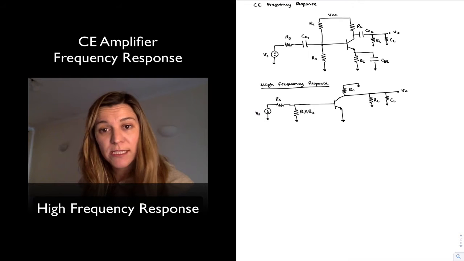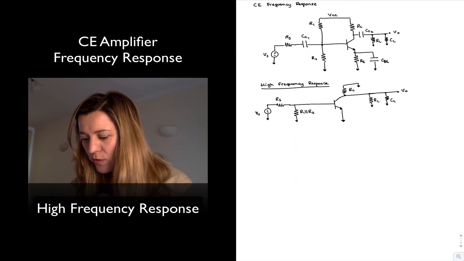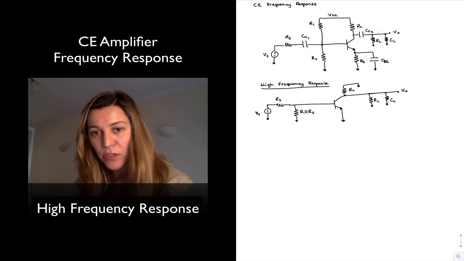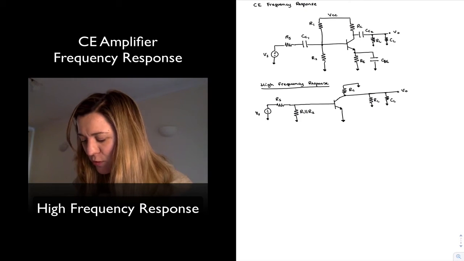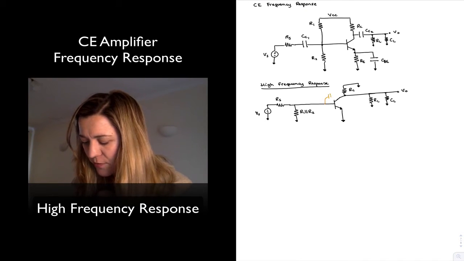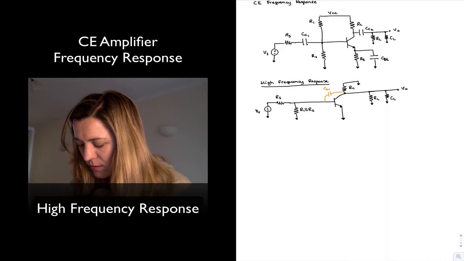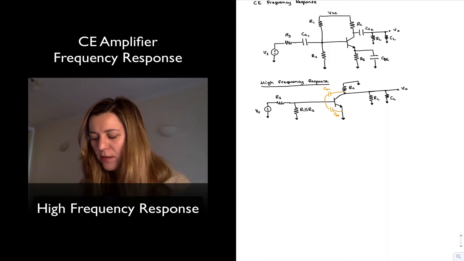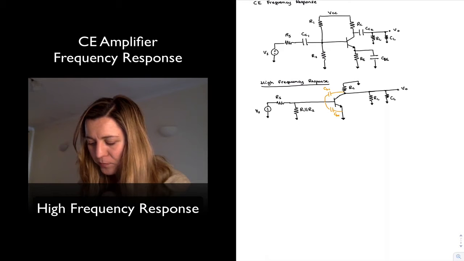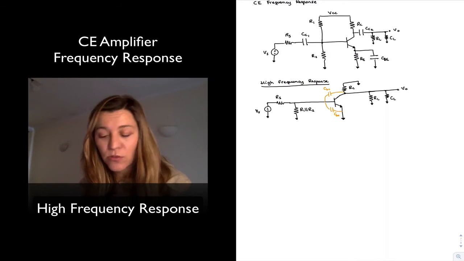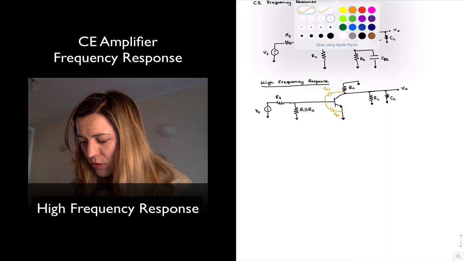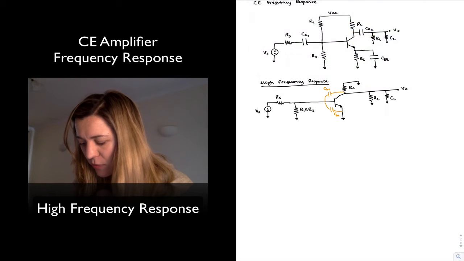Now let's go ahead and include the capacitances that are going to play a role in our high frequency response. I've already included CL. And then I'm going to draw them in orange because I'm going to be modifying them a little bit later. But we have, if you remember, CBC and CBE, right? CBE is simple. It's just a capacitance between the base and ground because the emitter is directly connected to ground.